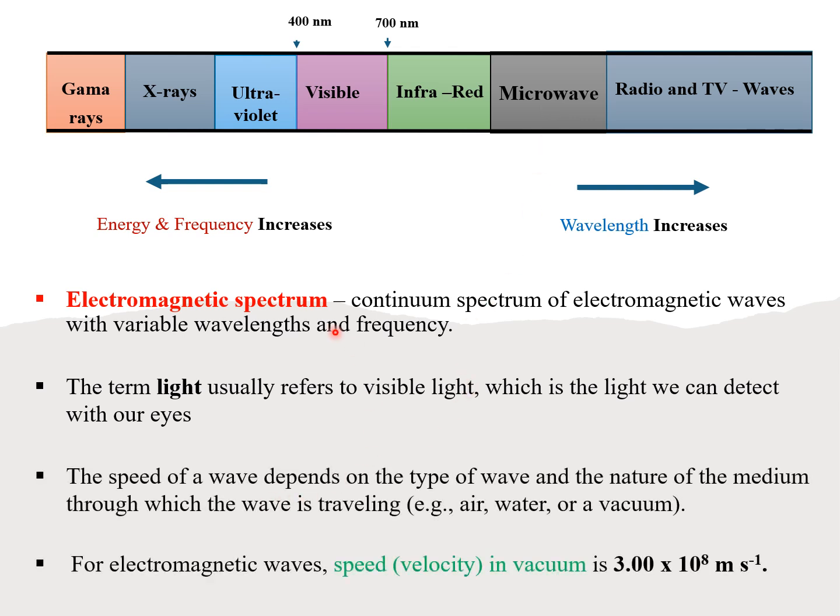The speed of electromagnetic waves depends on two factors. One is the type of the wave, the other one is the nature of the medium. The medium can be air, water or the vacuum. But for all electromagnetic waves, the speed in the vacuum is a constant value, that is 3 times 10 to the power 8 meters per second. So for our calculations we use this constant value as the speed of electromagnetic waves.